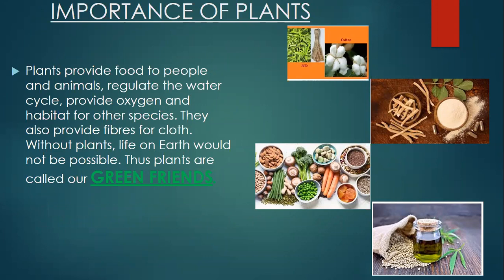You know, plants form a major part of our environment and we all depend on plants to survive. You all are aware that plants help us in many ways. They give us food to eat, they give us medicines, they provide oxygen to breathe, and fibers for cloth. That's why they are called our green friends. Why are they called green friends? Because they are green in color and they help us like a friend.